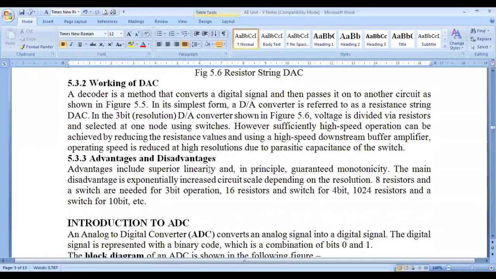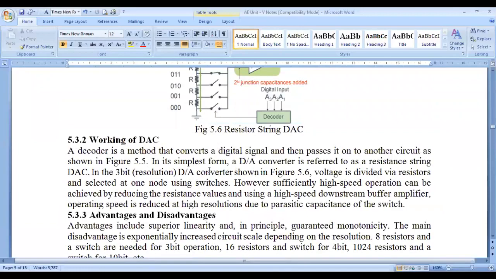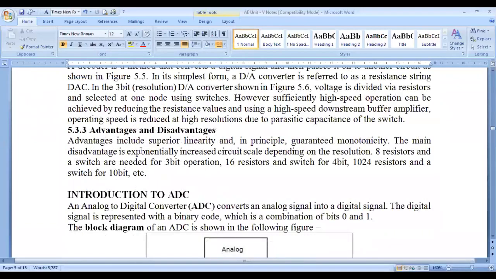So what are the advantages and disadvantages of this resistor string DAC? Advantages: it has superior linearity and guaranteed monotonicity. Main disadvantage: the circuit scale increases exponentially depending upon the resolution. For example, for 3-bit operation, 8 resistors and a switch will be required. For 4-bit operation, 16 resistors and a switch will be required. For a 10-bit operation, 1024 resistors and a switch will be required.